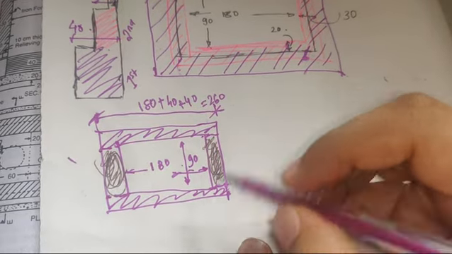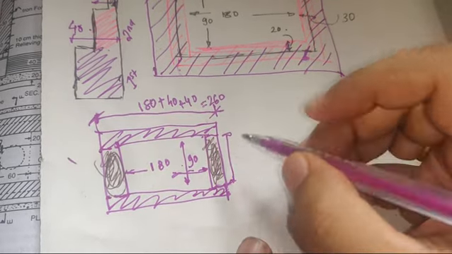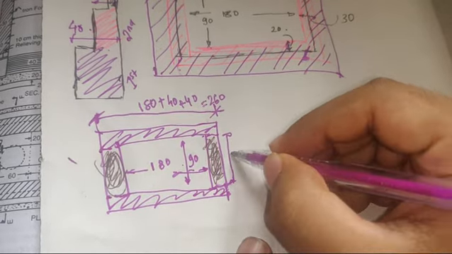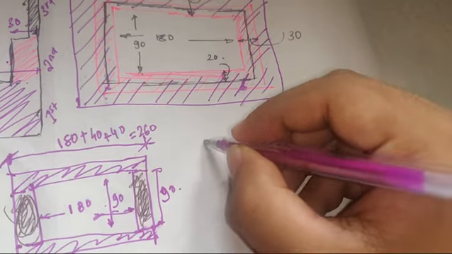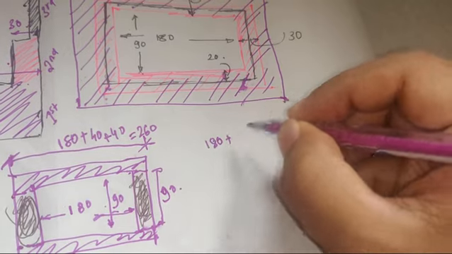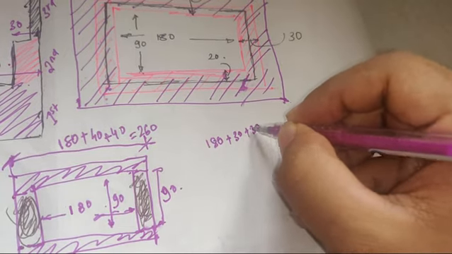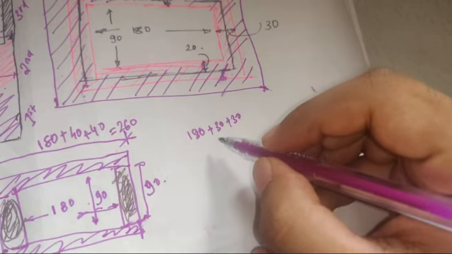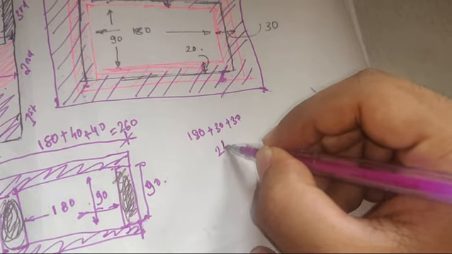So there are two such walls. What is the short wall? It is 90 centimeters. Similarly, you are supposed to do it for the 30 centimeter wall. So the 30 centimeter wall will be what? 180 plus 30 plus 30. So 180 plus 60 is 240.